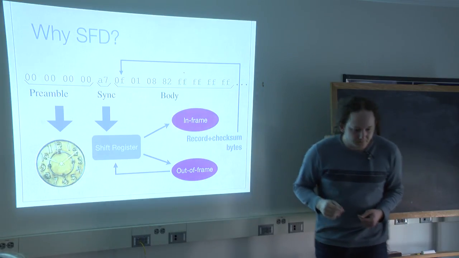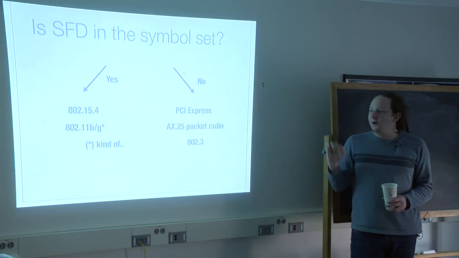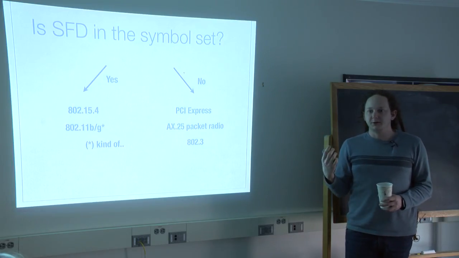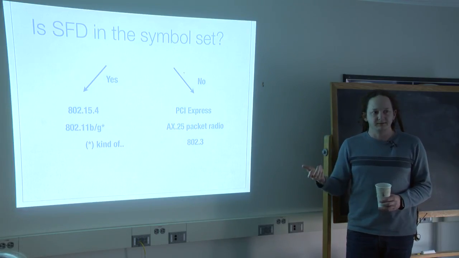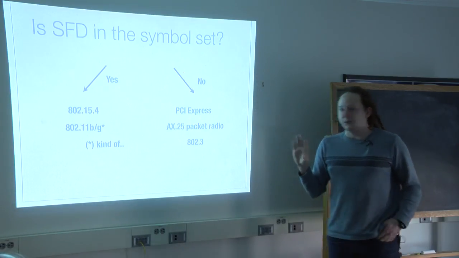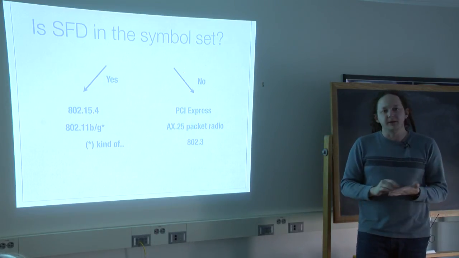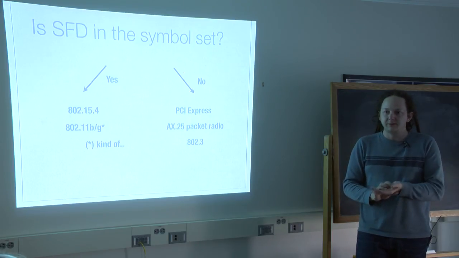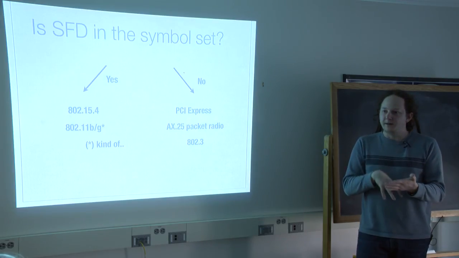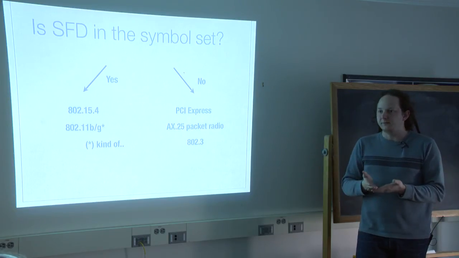Now, as I said before, this start of frame delimiter isn't always in the symbol set. In 802.15.4, it is. So 00A7 marks the very beginning. This is Zigbee. In 802.11b, it sort of is. The symbol set changes in the middle of an 11b packet. So when you send a 12 megabit 11b packet, the header begins at 1 megabit, then jumps up to 2, and then from there jumps up to 12. But at the lower speeds, the start of frame marker is a part of the packet itself.